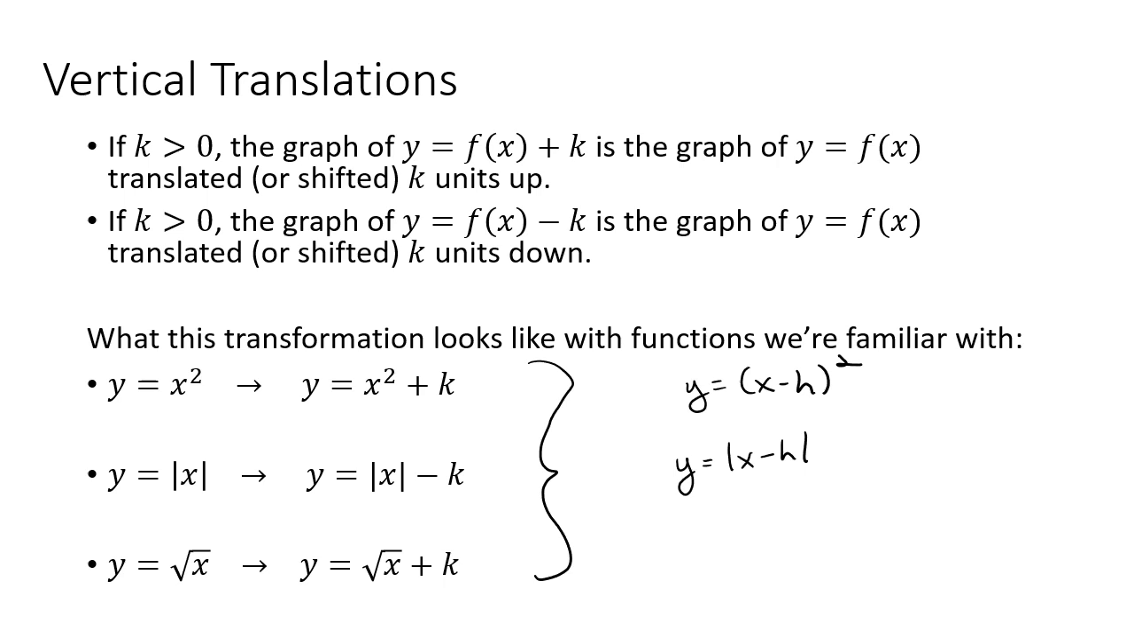All right, and then same for the square root. For the h, the horizontal translation, that was inside of the square root with the x. For the vertical translation, the shift up or down, the k is outside of the absolute values, separate.